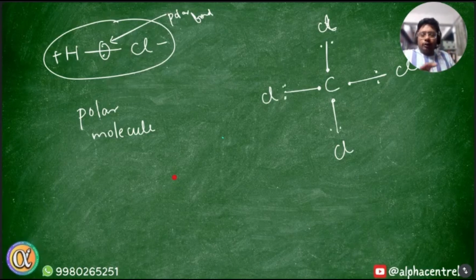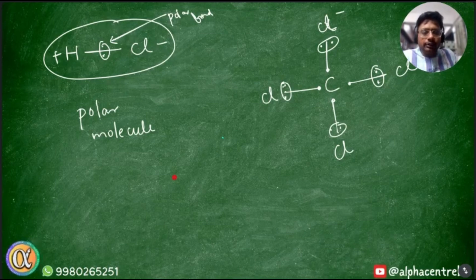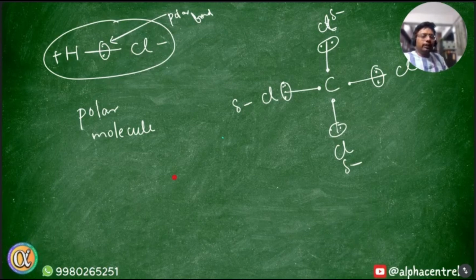So the shared pair of electrons is not in the middle. It is closer to chlorine. That means each of these chlorines is slightly negative, not completely negative. If they completely took the electron, then it would be +1, -1. But here they are only slightly pulling towards themselves, so it is delta negative. And carbon is slightly positive because it is giving a little electron to each of these chlorines.